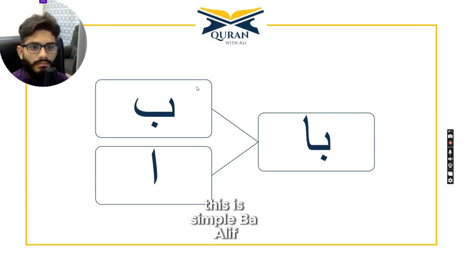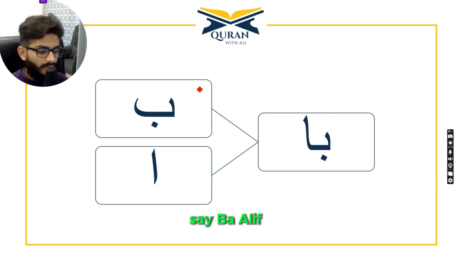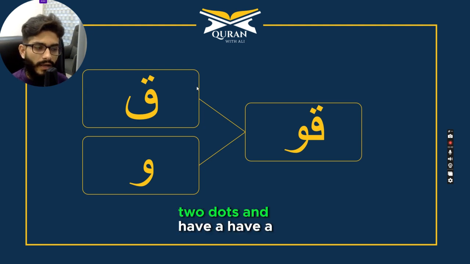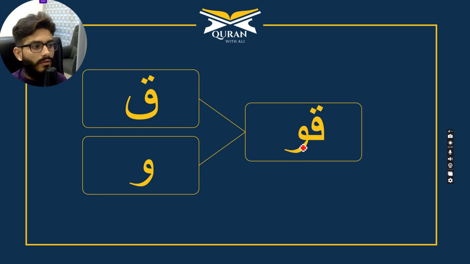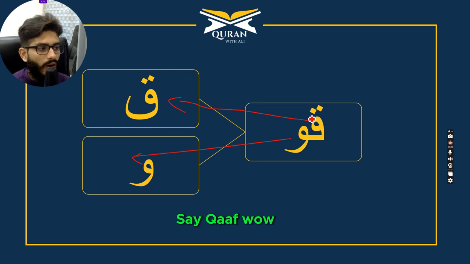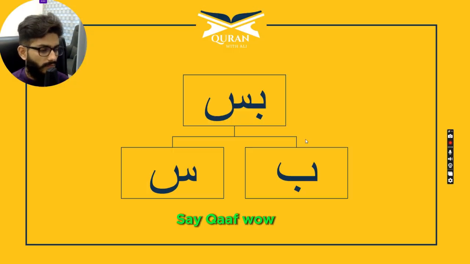This is simple, ba alif. Say ba alif. What is this? Two dots and have a round shape, qaf. Qaf. It is qaf. This is wow. Qaf wow. Say qaf wow.